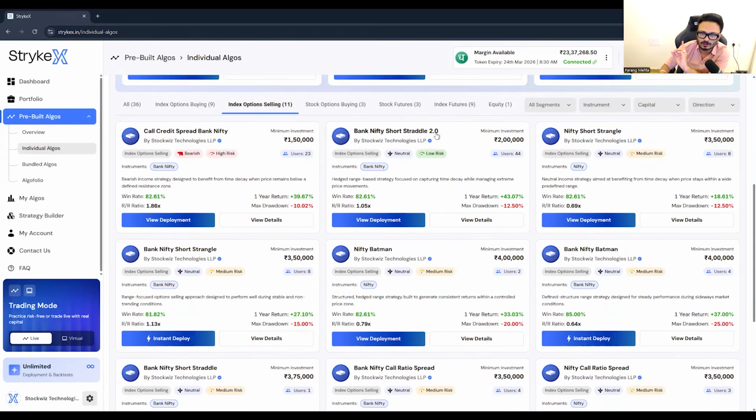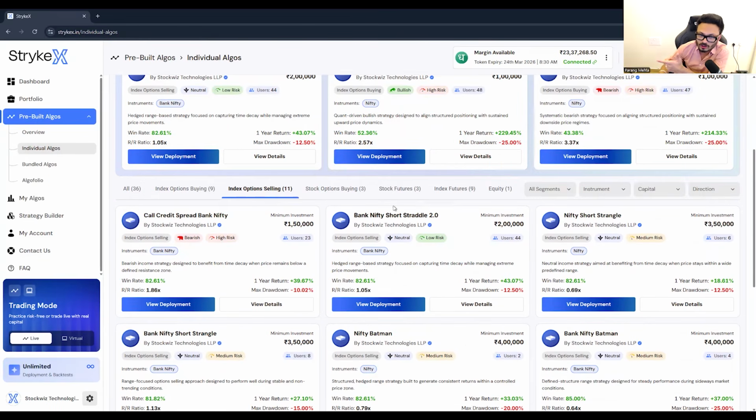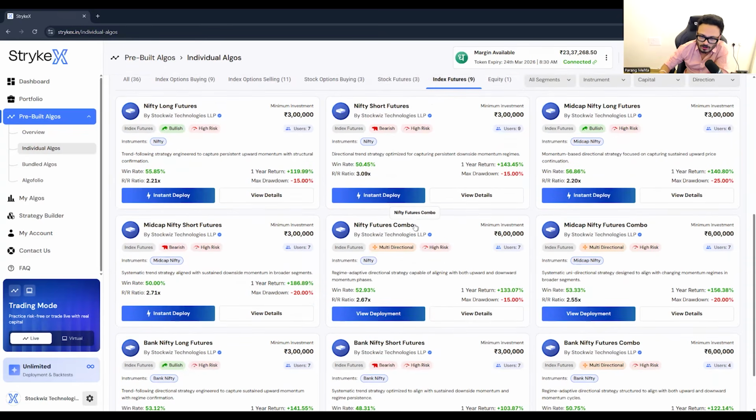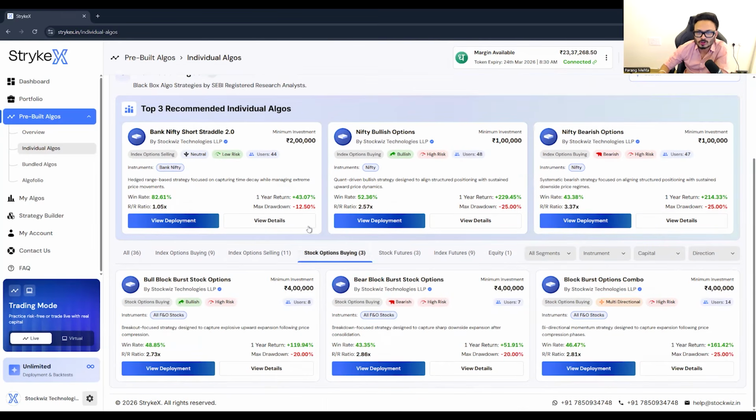For option selling, short straddle 2.0 Bank Nifty or short straddle 2.0 Nifty, first choice. If you want one or more strategies, then you can have the second strategy as call credit spread. If you are going with index futures, my first choice will always be Nifty futures combo, second choice Bank Nifty, third choice mid cap Nifty. Now, if you want to do stock option buying, go with the blockburst options combo.